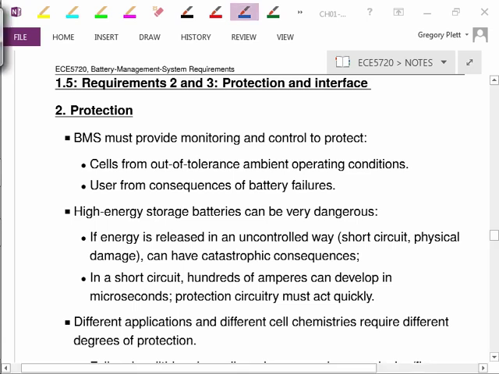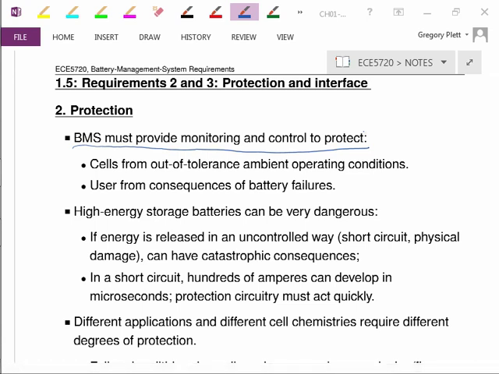So topic 2 is protection. Your battery management system needs to provide monitoring and control to protect cells from out of tolerance ambient operating conditions and the user from consequences of battery failures, however that happened.